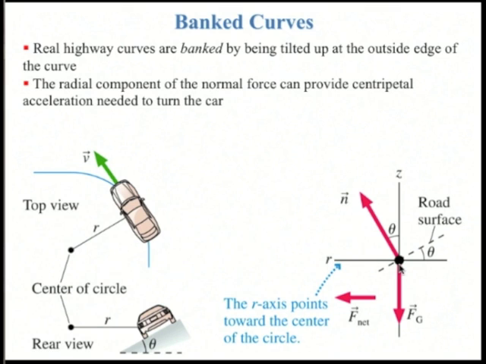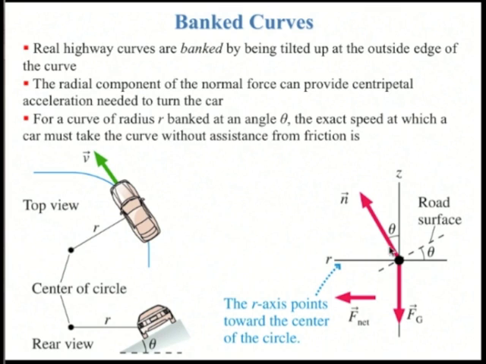So if you draw a free body diagram of the car, you have gravity acting down towards the center of the Earth, and the normal force acting up at an angle theta to the z-axis. So this normal force has a radial component which must provide the centripetal acceleration needed to turn the car.